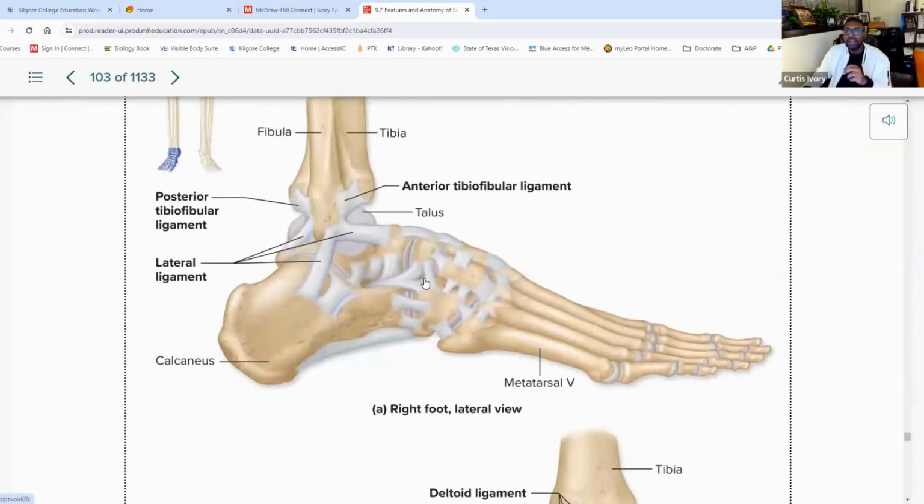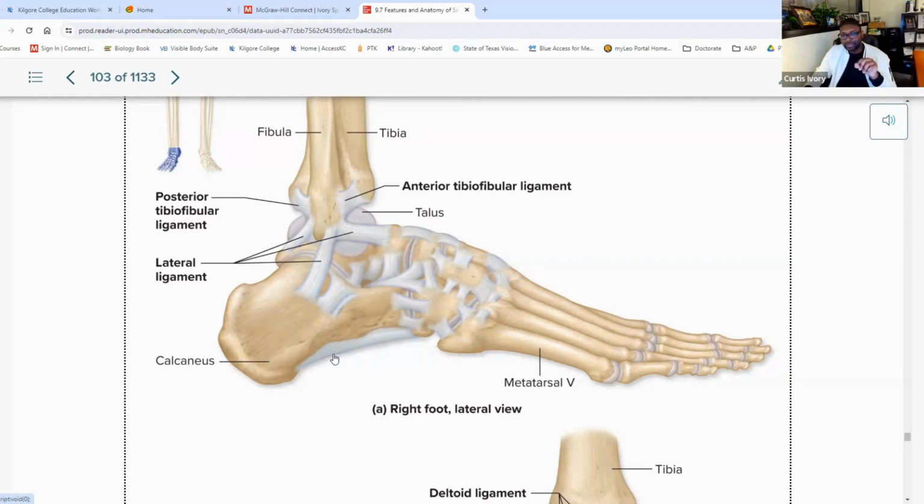Here we can see all those tarsal bones and metatarsals. We can see all your ankle bones, all those bones that make up our ankle are connected or they articulate with other bones. So all those are going to have ligaments. Ligaments are attaching bone to bone. So all these are ligaments that you're seeing here.